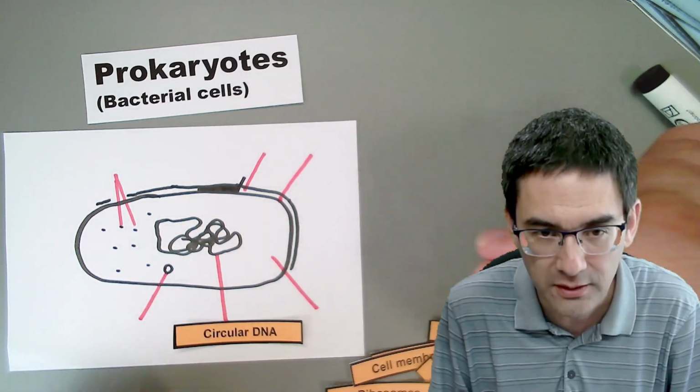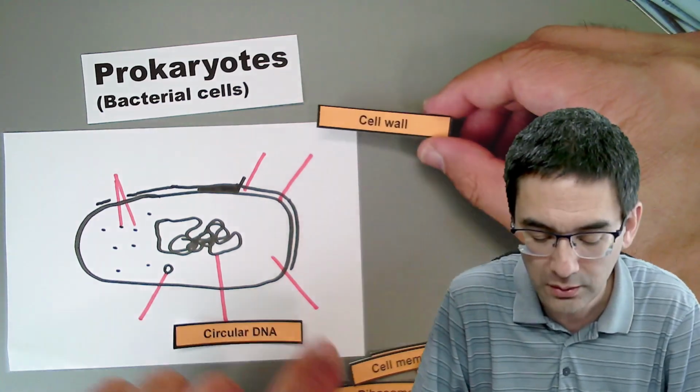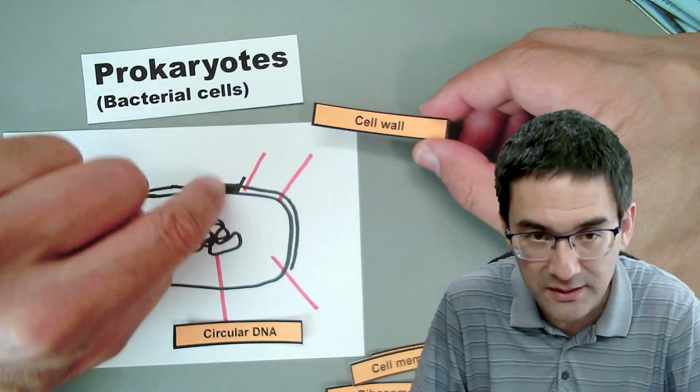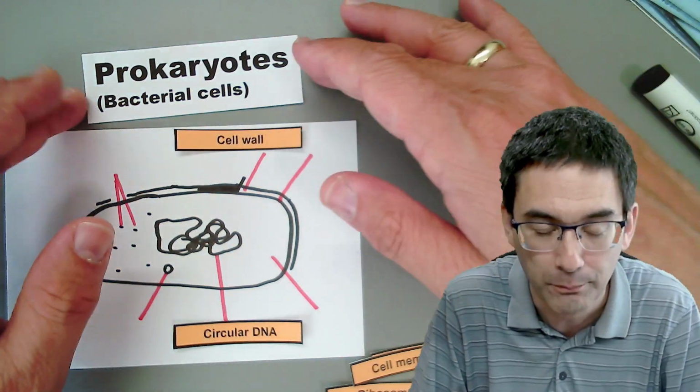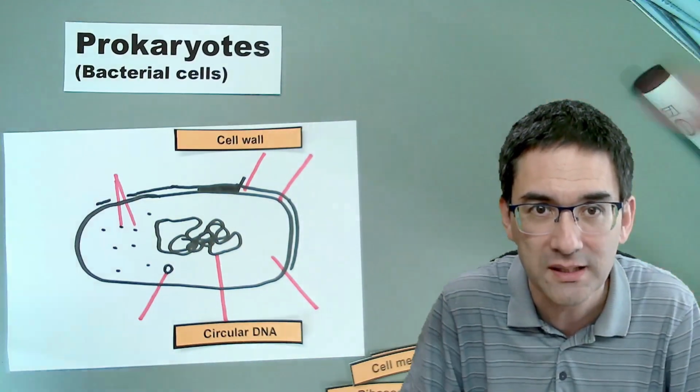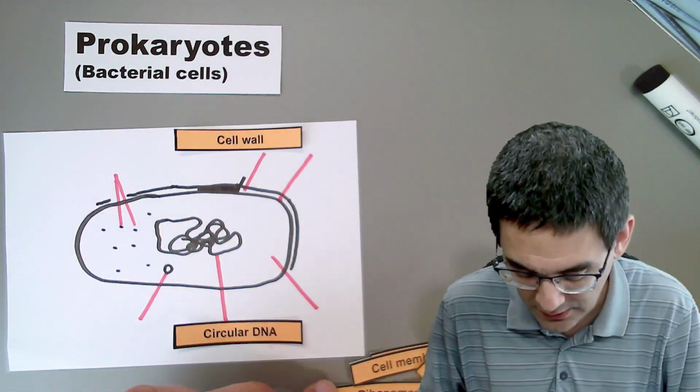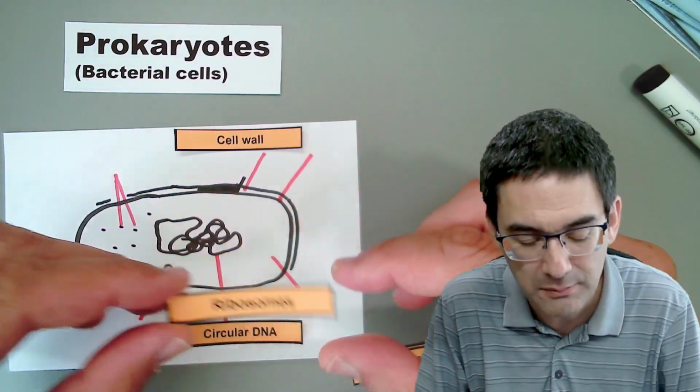Okay, that is fine. The cell wall, this is this thick black structure over here. It's the cell wall, which prevents the cell from bursting. After all, bacterial cells are also under pressure. Ribosomes, we got those. They make proteins.